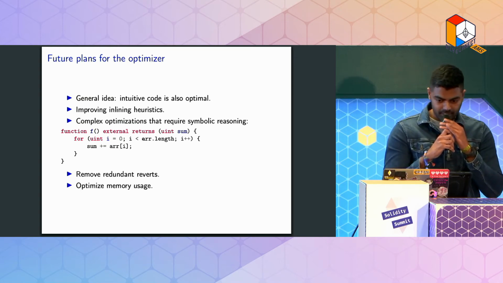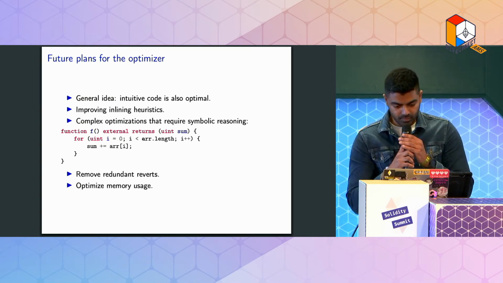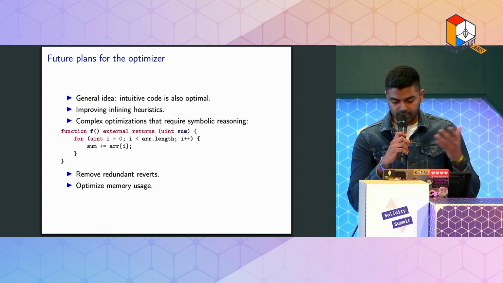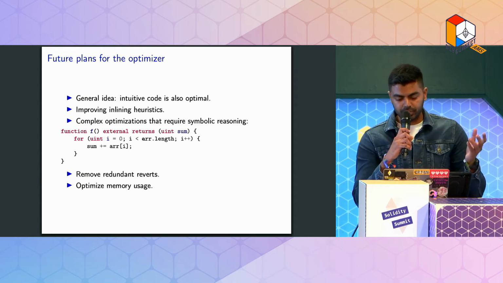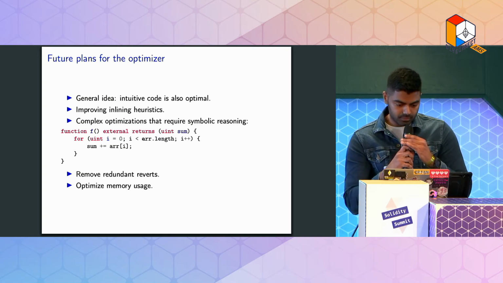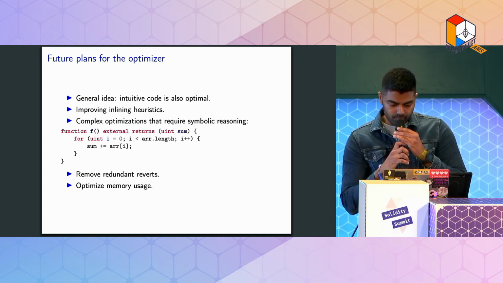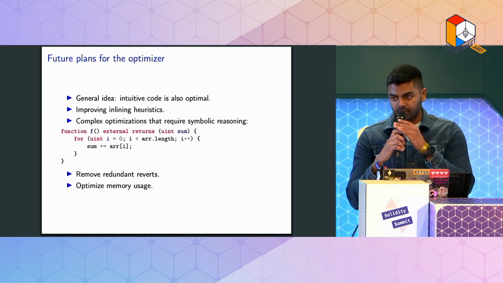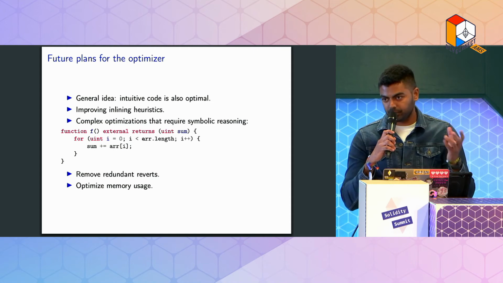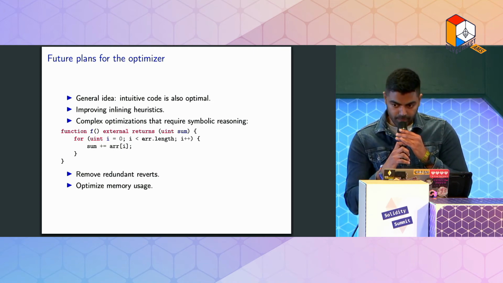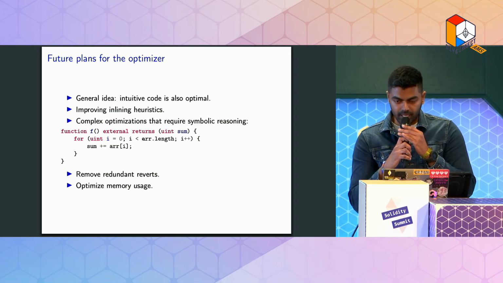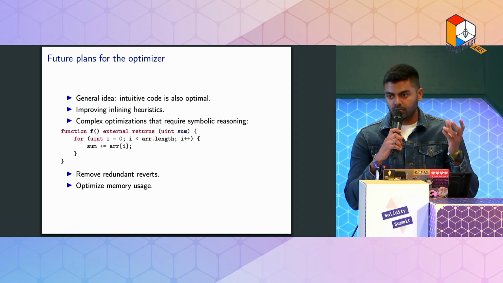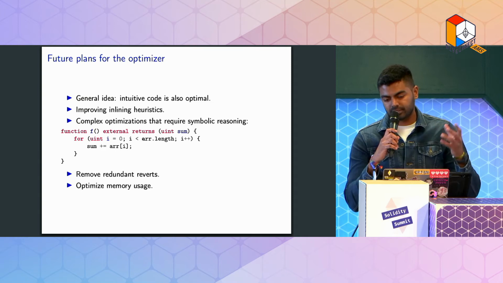So what next in the optimizer? Okay. So the general idea, as I mentioned before, is that intuitive code should also be optimal. In the near short term, what we want to do is improve the inlining heuristics. It's very surprising how much you can do with just inlining. In the past, we had some restrictions around how much we can inline, mostly because the more you inline, the more the stack code gets messier.